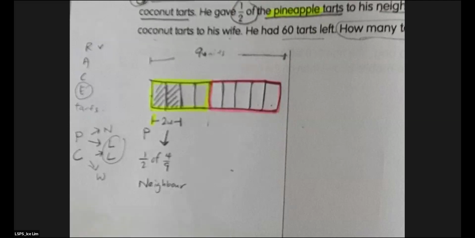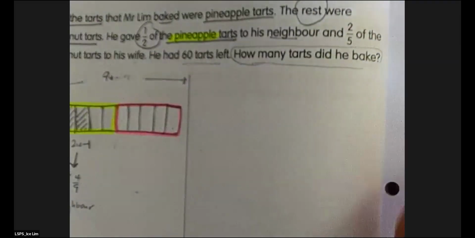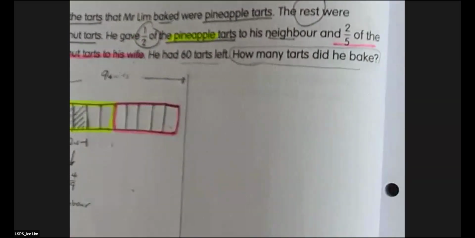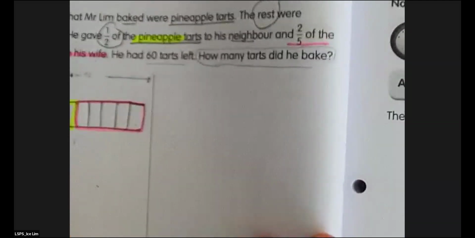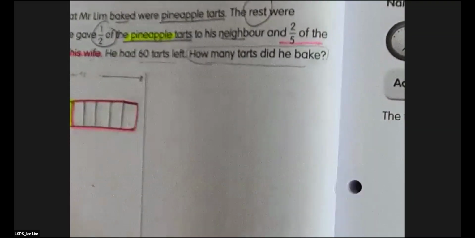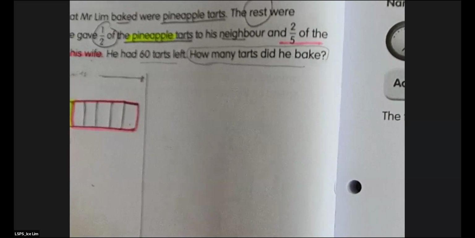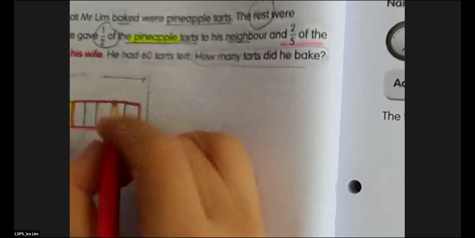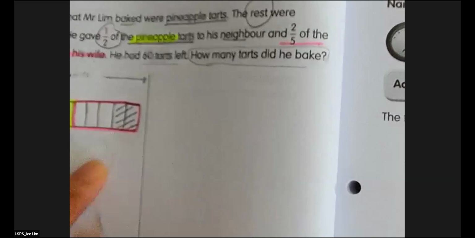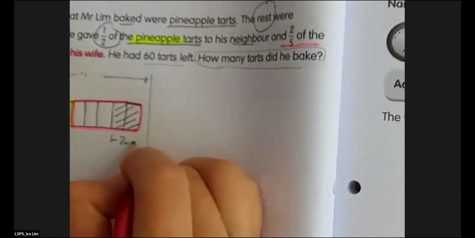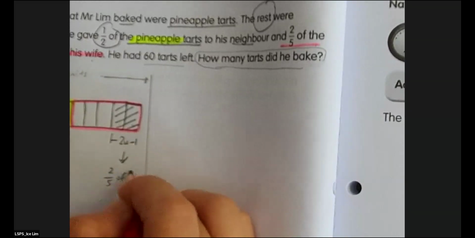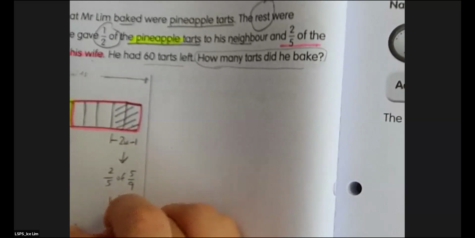Okay, then the next part says the coconut part, 2/5 of the coconut tarts to the wife. How many units for coconut? 5 units, right? 1, 2, 3, 4, 5. So out of these 5 units, 2 out of 5 is for the wife. So how many units do I shade? Also 2. For the coconut side, I shade from this side. This part here is also 2 units. But this 2 units is different. This is 2/5 of 5 nines. This is to the wife.